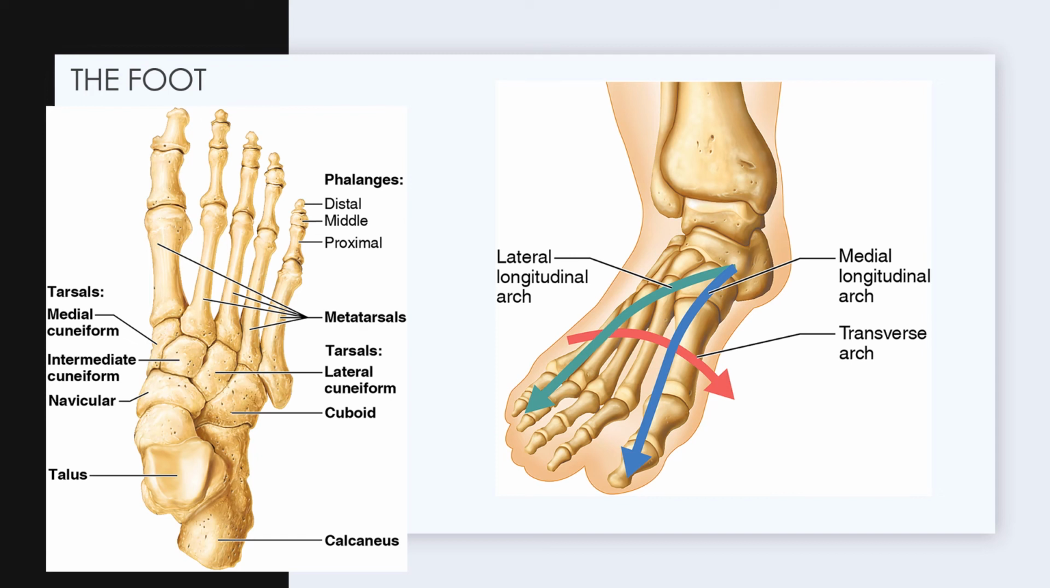So just like the hand, toes 2 through 5 have 3 phalanges, while the big toe only has 2. You can see on the image on the right, the arches of the foot. So the bones in the foot are arranged to form 3 strong arches. So 2 longitudinal arches, medial and lateral.